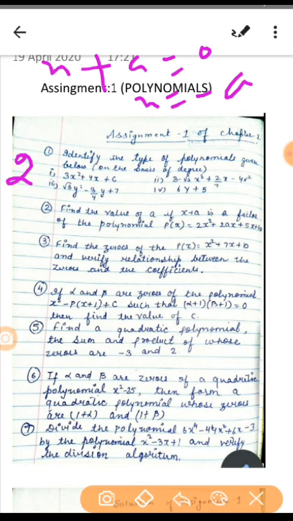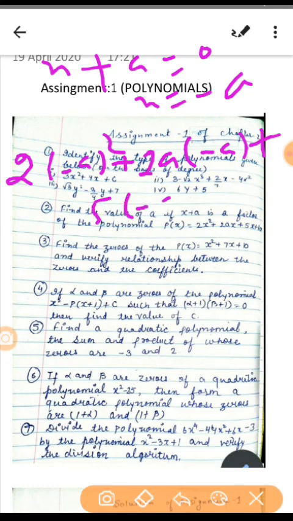Find the value of a if x plus a is a factor of the polynomial. Now see, because x plus a is a factor of this, it will satisfy the given polynomial, right? So x plus a equals to 0, it means x equals to minus a. So we will put x equals to minus a. So this is 2x square, 2 into minus a square, plus 2ax, x means minus a, plus 5x, 5 into minus a, plus 10 equals to 0.